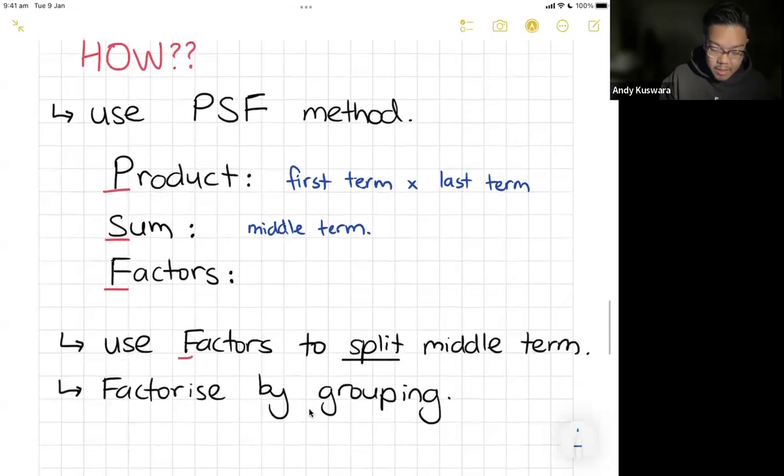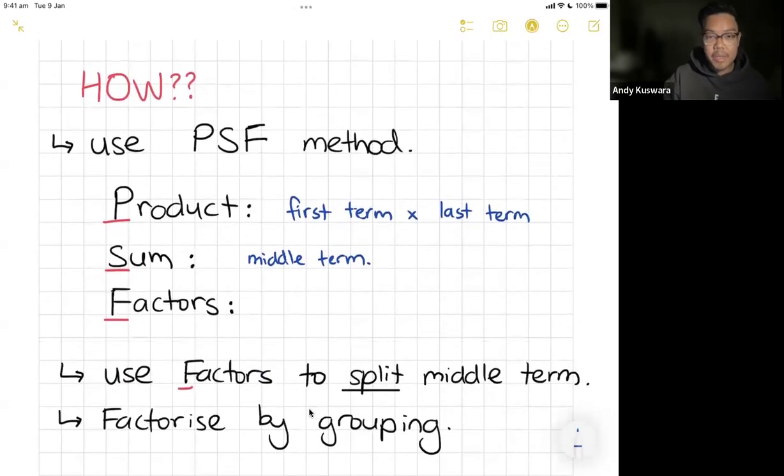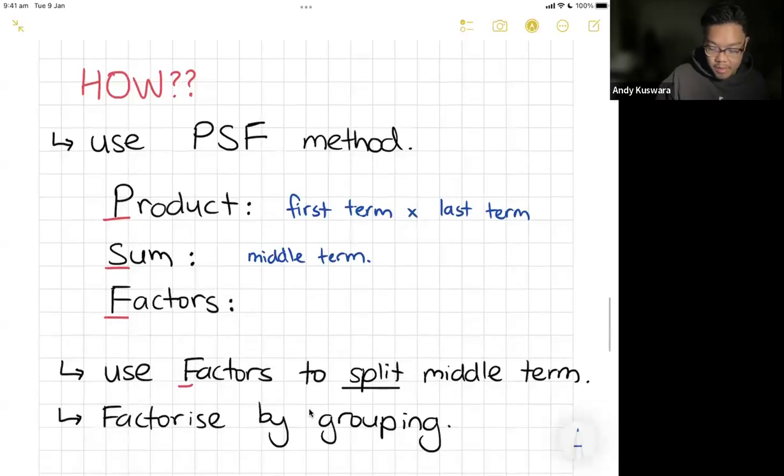After that, this will be helpful to write down, so you may need to pause it at this point. We want to use the factors to split the middle term, and then after that, we want to factorize by grouping. Now, this sounds a lot more complicated than it is. It's just a lot of steps, so bear with me, okay?